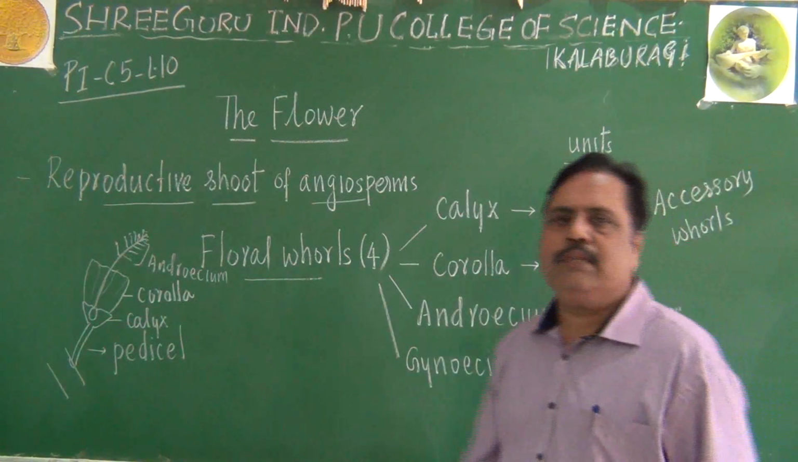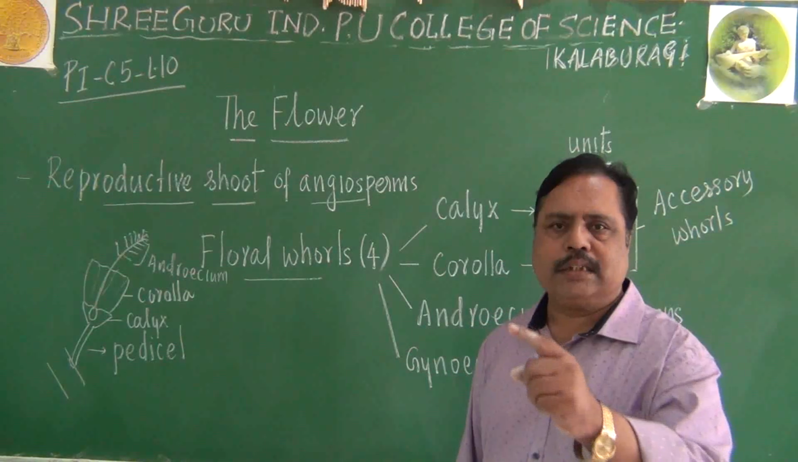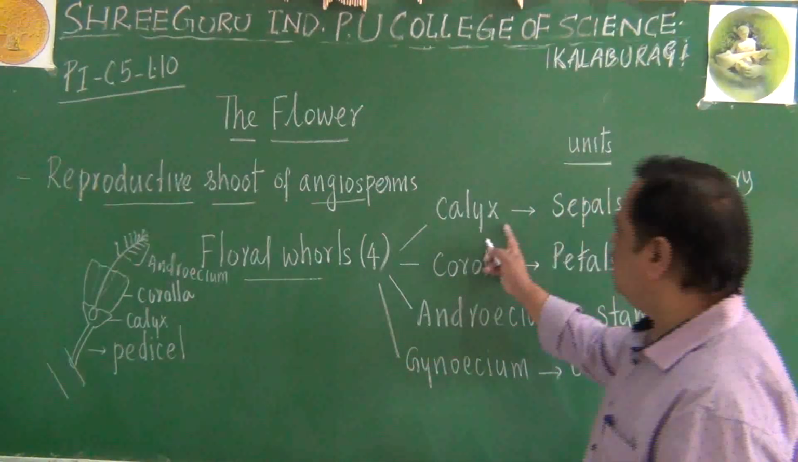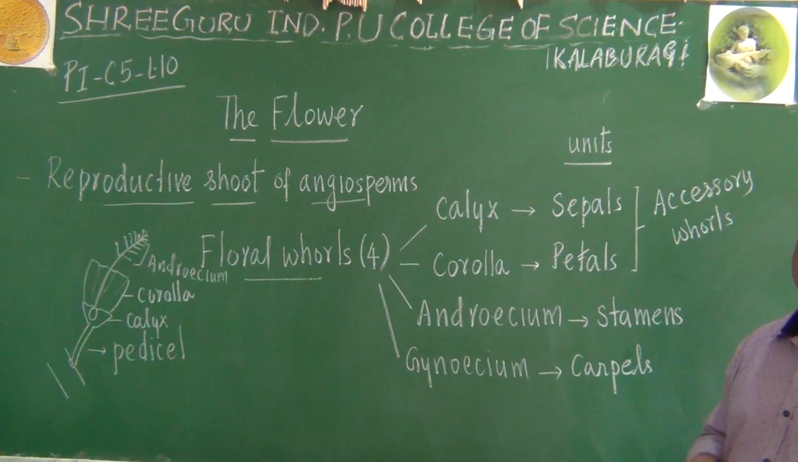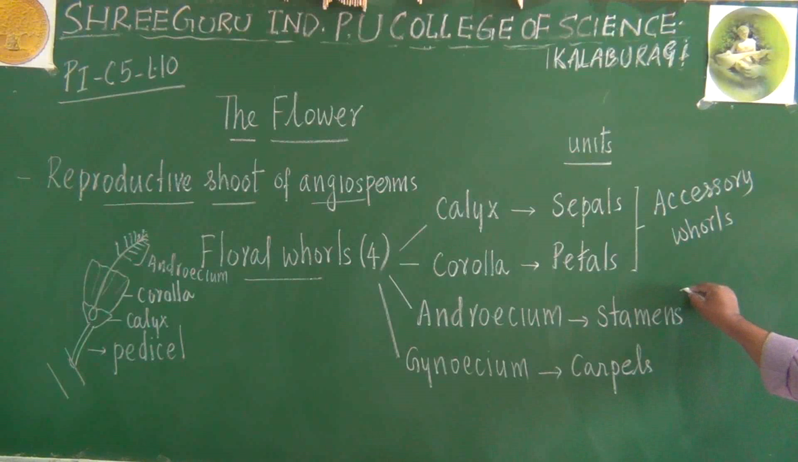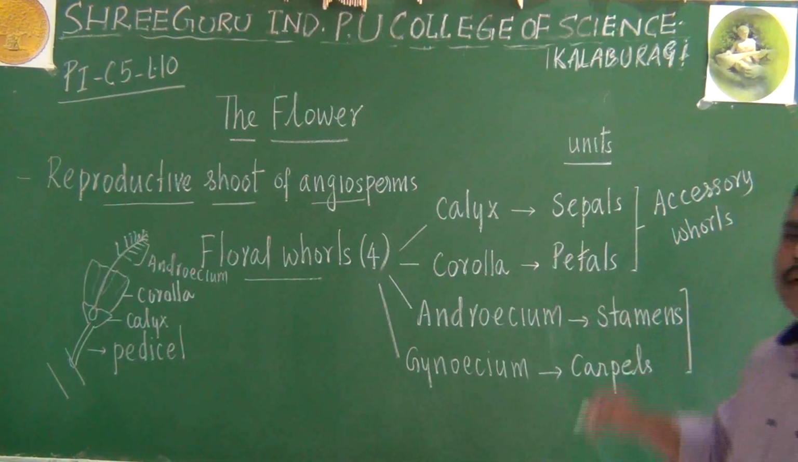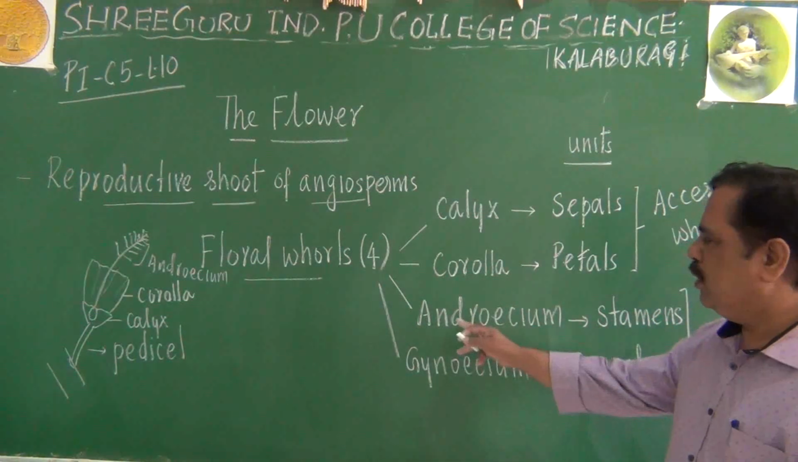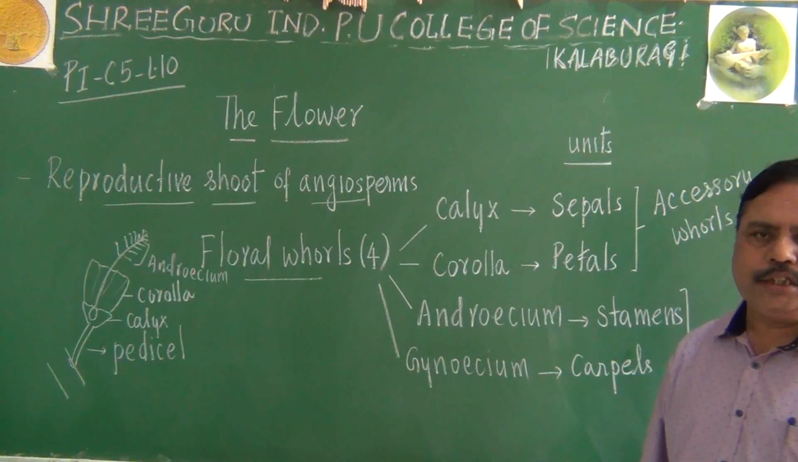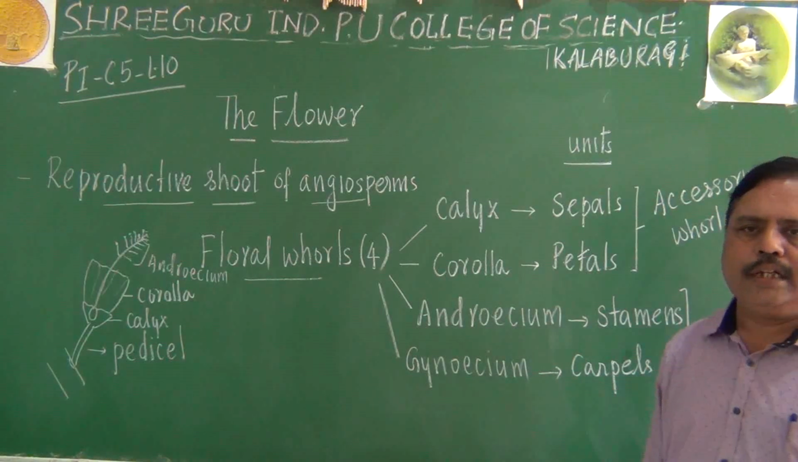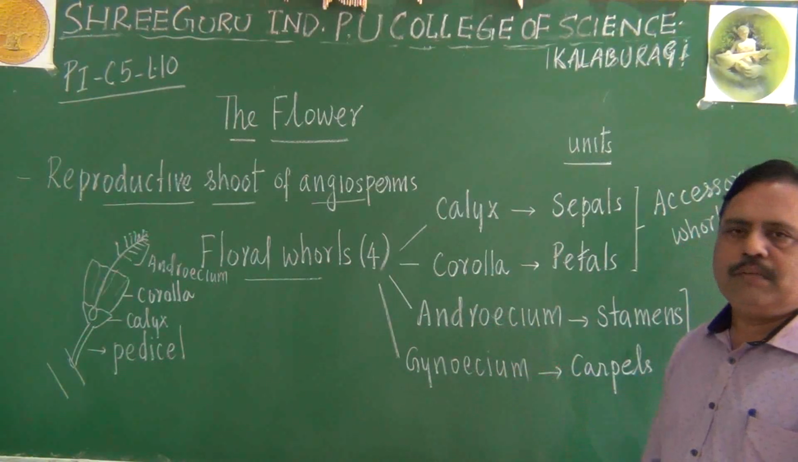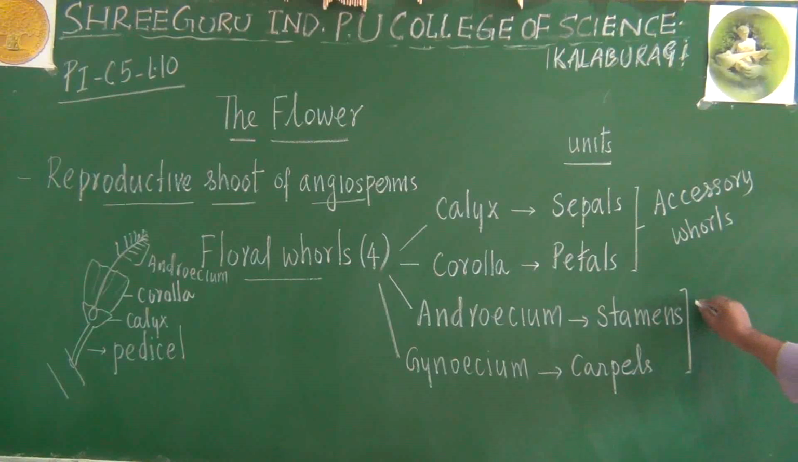Since they help reproduction, they are called accessory whorls of a flower. Which are the accessory whorls of a flower? Calyx and corolla. The calyx is made up of sepals. The corolla is made up of petals. Whereas the functional whorls or main whorls of the flower are the androecium and gynoecium. Reproduction directly depends upon the androecium and gynoecium in these flowers. They are called the main whorls of a flower.